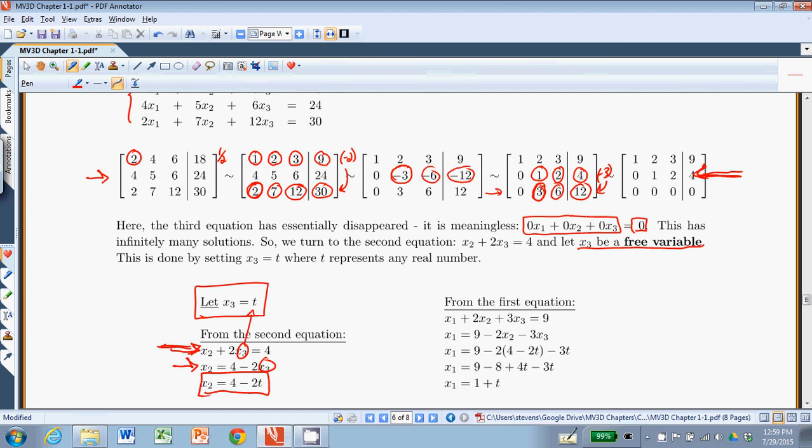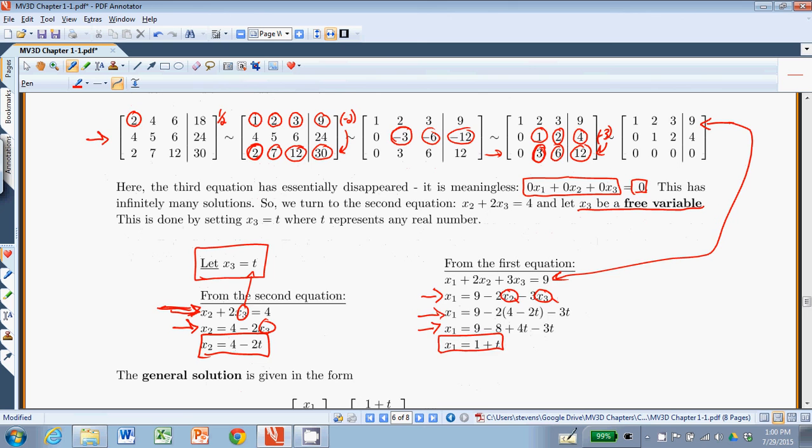So now I have x3 and x2, and I move back to my first equation, or my first row in my augmented matrix, which represents this equation. I solve that equation for x1. x2 is now 4 minus 2t. x3 is t. I make those substitutions, and then I simplify by distributing my -2 and collecting my terms. And I get x1 as 1 plus t. And I'm done with the back substitution process.